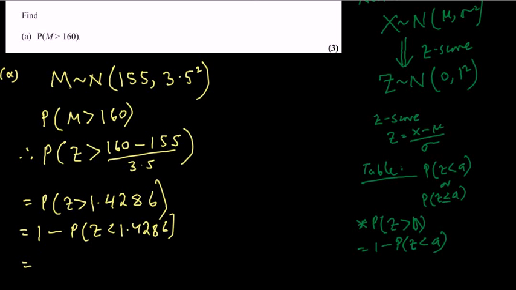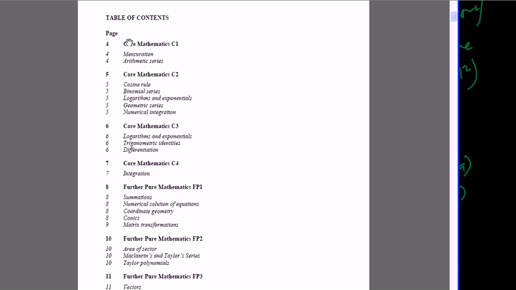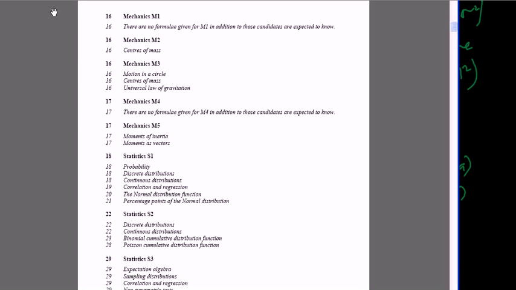Now let's take a look at the formula booklet that would be given in the exam. Now this is a formula booklet. This formula booklet will be given in all the exam, be it C1 to C4, M1, S1, S2, or FP1, FP2, FP3. Now if you go through the pages, this is the content, and we have S1. These are the formulas, some probability formula, some discrete distribution, some correlation regression formula, normal distribution function. Some information is given. So let's see what's in S1.